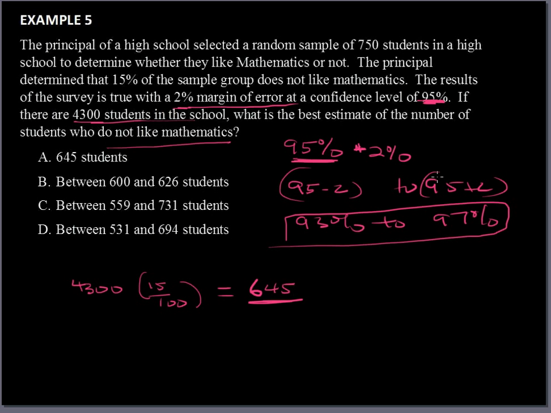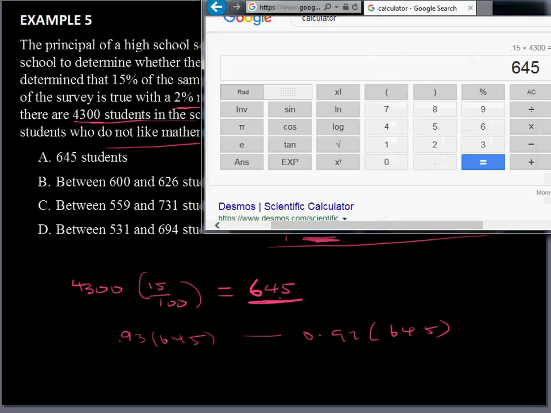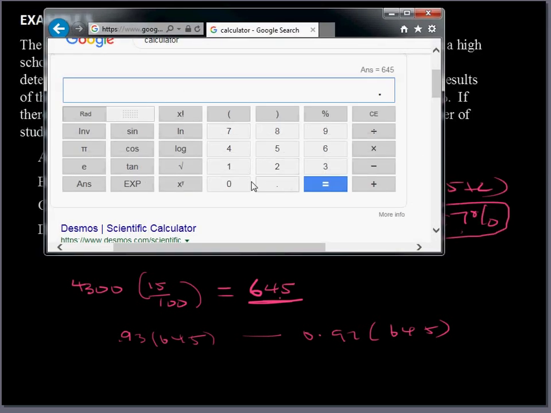But this 645 has to be in the range of data. So 93% of 645 to 97% of 645 will be the number of students that potentially do not like mathematics. So our range is going to be 0.93 of 645 to 0.97 of 645. Let's bring our calculator here and do this. 0.93 times 645 is 599. So that is about 600.